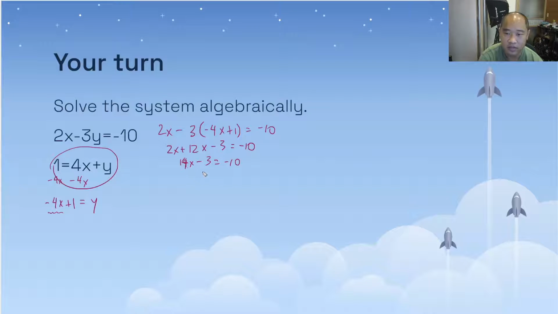Equals negative 10, plus 3 on both sides. 14x equals negative 7. X equals negative 1 over 2.